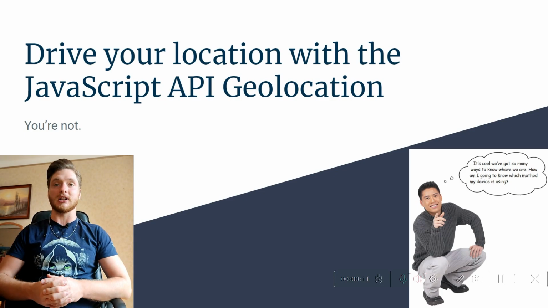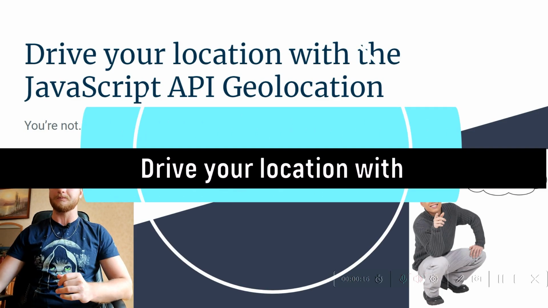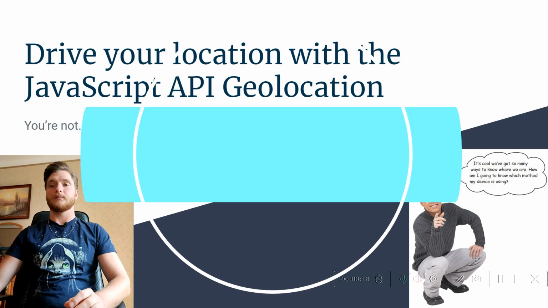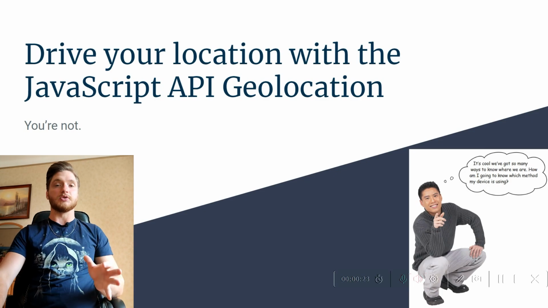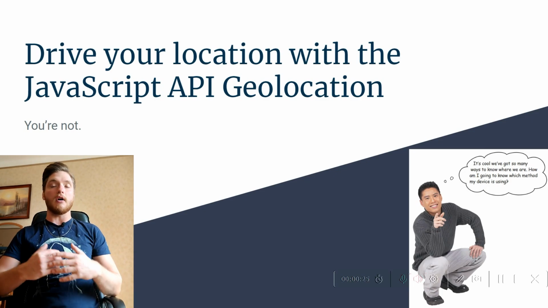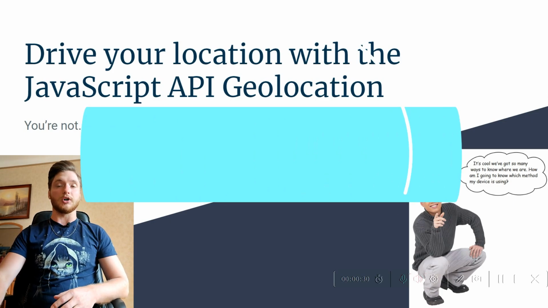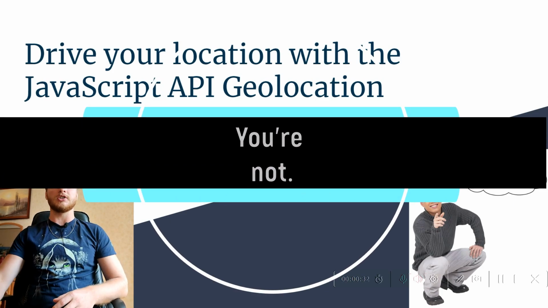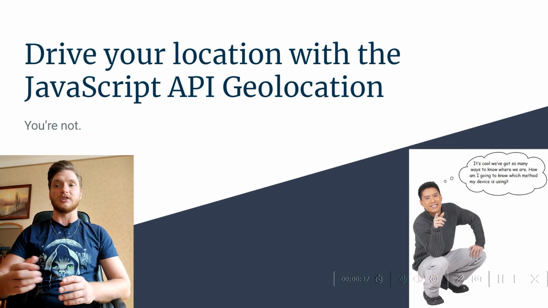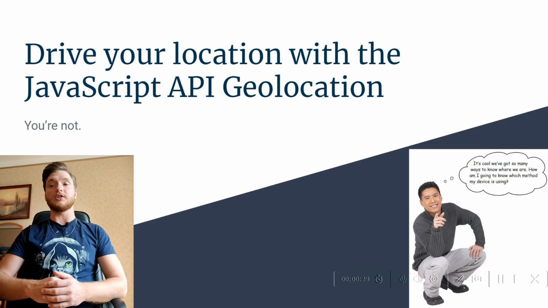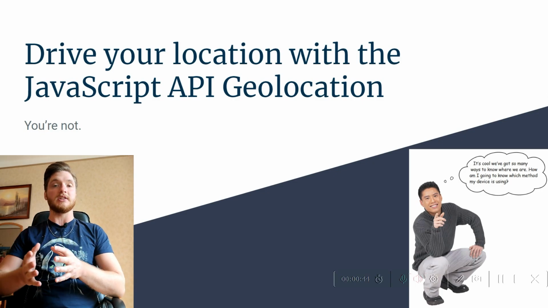We'll talk about HTML and JavaScript and the topic: drive your location with the JavaScript Geolocation API. Okay, so it's cool. We've got so many ways to know where we are. How am I going to know which method my device is using? You are not. The short answer is you are not, as the browser implementation is going to determine your location. But the good news is the browser can use any of these means to determine your location.